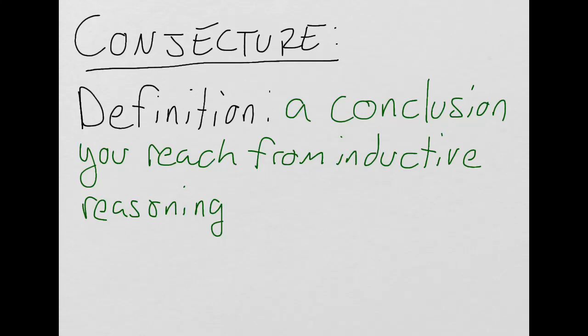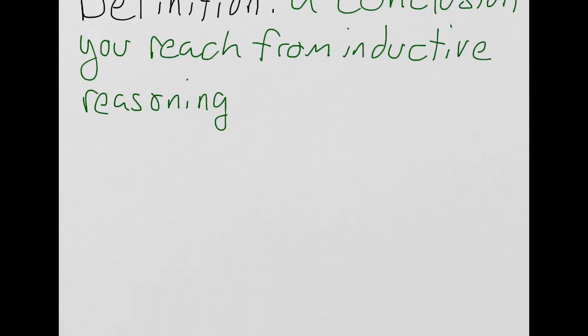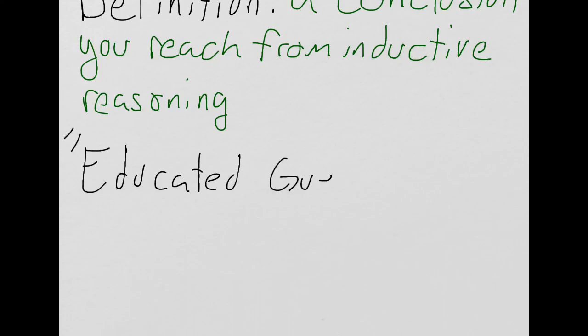Now, the formal definition for conjecture is a conclusion you reach from inductive reasoning. I don't know about you, but this definition doesn't shed a whole lot of light on this word, so I also like to call a conjecture an educated guess. What I mean by that is we can't be completely sure, but we have observed enough data and drawn enough conclusions that we're pretty sure that we're right, and so it is educated, but it is in fact still a guess. And because it is a guess, we do have to be careful sometimes.